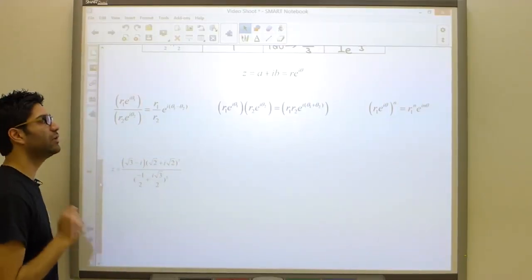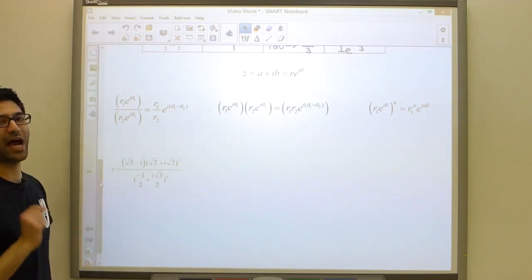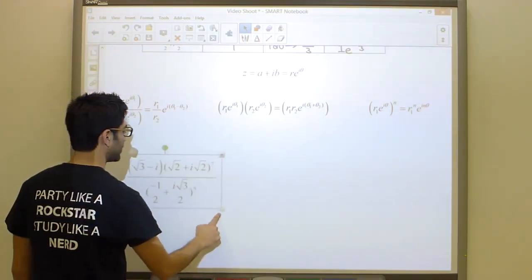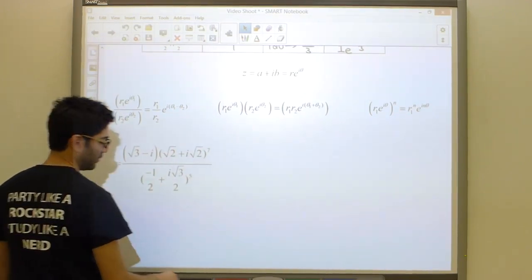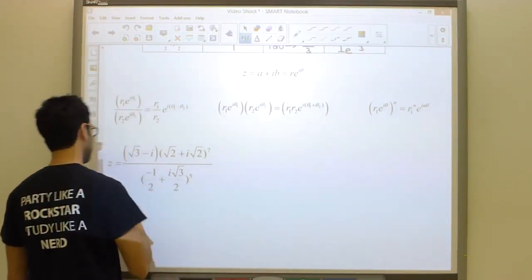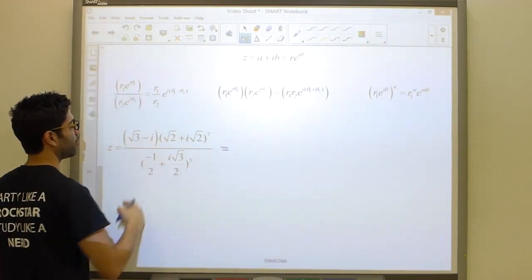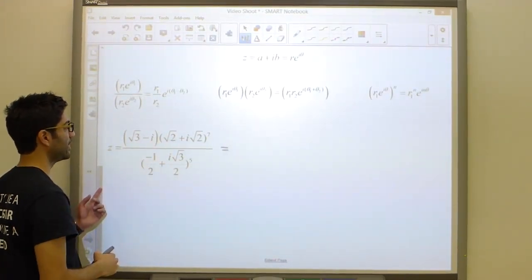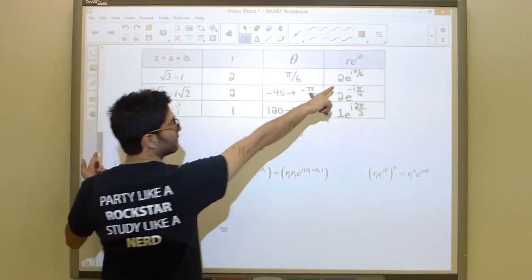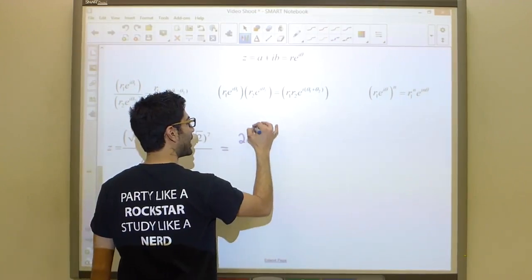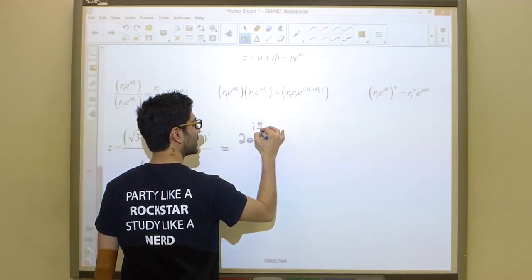If we understand these 3 rules, guys, take a look at how easy this problem is going to become. It was once a very difficult problem. Let's see what we are going to do with it. So, first things first, I'm going to rewrite this in polar form. Remember, for the first one, r was 2. In fact, in polar form, it's 2e to the i pi over 6.